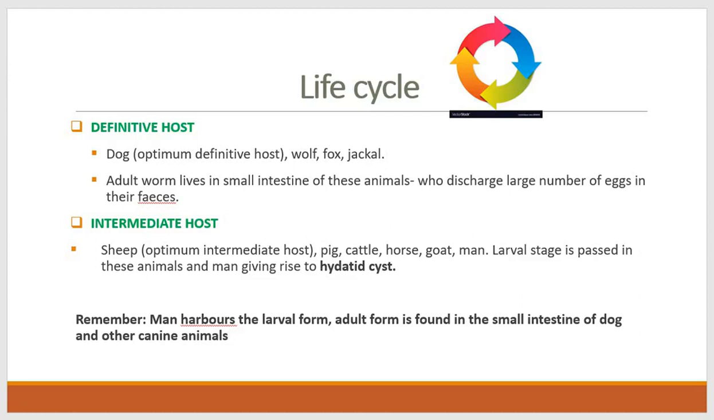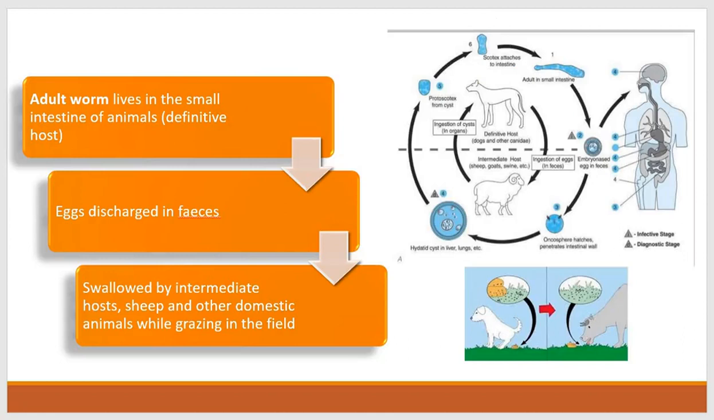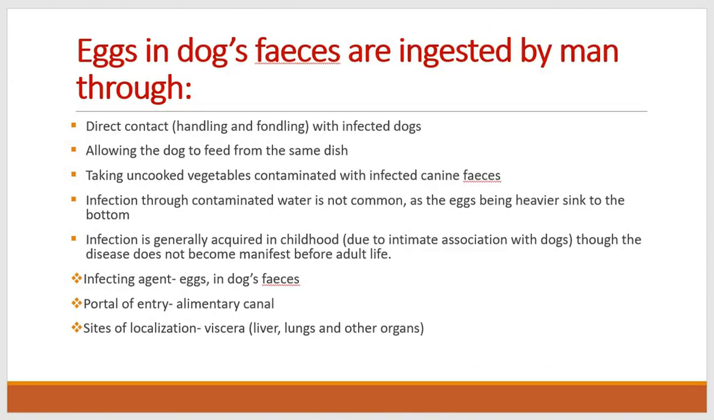The adult is found in the small intestine of the definitive host, like dog and other canine animals. The adult worm lives in the small intestine of the definitive host dog, and when the dog excretes, the eggs are discharged in the feces. Now these eggs are swallowed by intermediate hosts, which are cattle, sheep, and other domestic animals while they are grazing in the field. Man can also come in contact with these by various means, becoming the intermediate host.